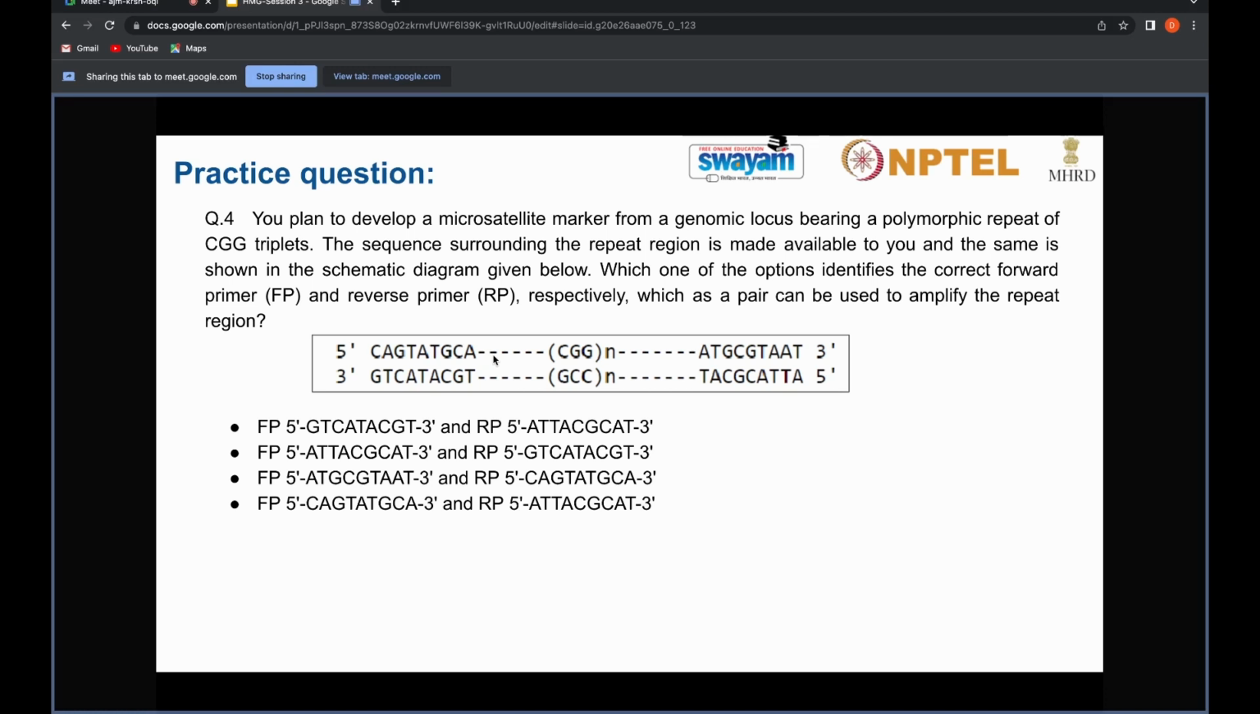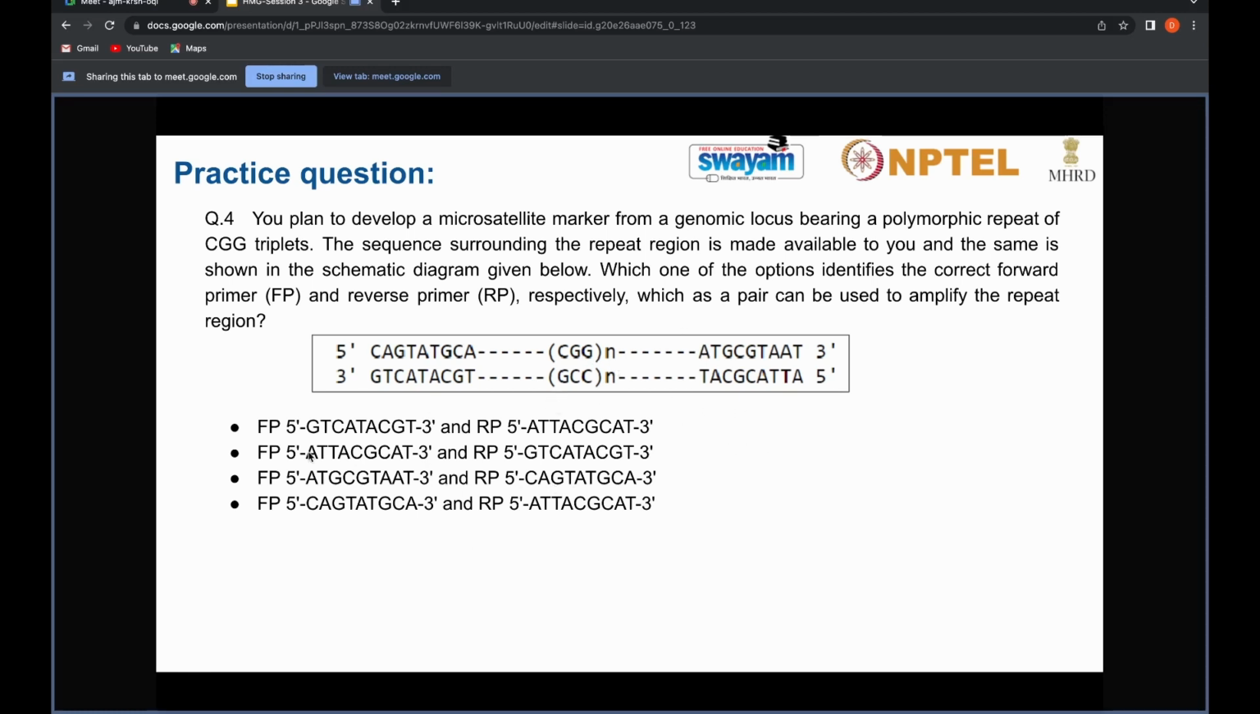As I have told you, PCR involves amplification of a specific region of interest, for which we must have an idea about the region lying before it, so that we can use specific forward and reverse primers to specifically amplify that region. So here the region of interest is this trinucleotide repeat, and these are the sequences lying before and after it. You have to design the experiment using the forward and reverse primers. These are the sequences given for the primers, so you have to select one option which will help us amplify this region of interest.